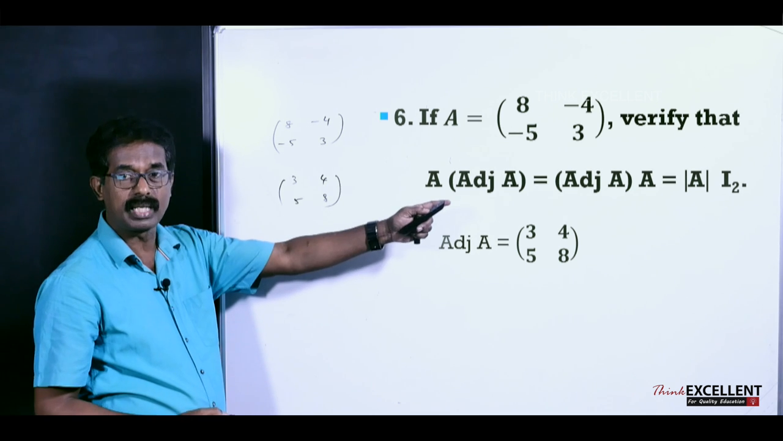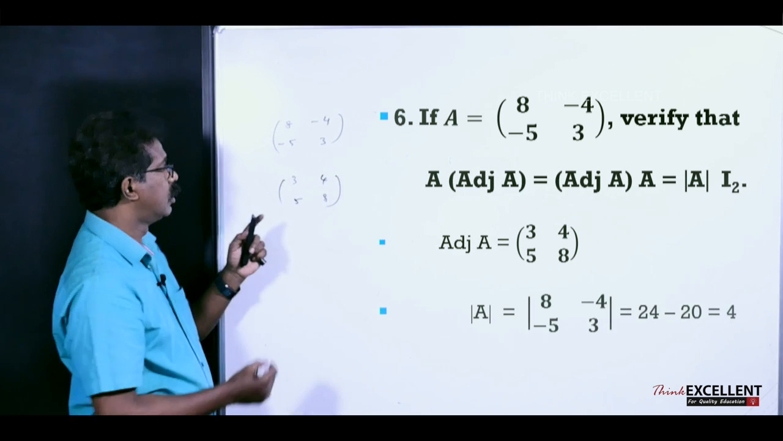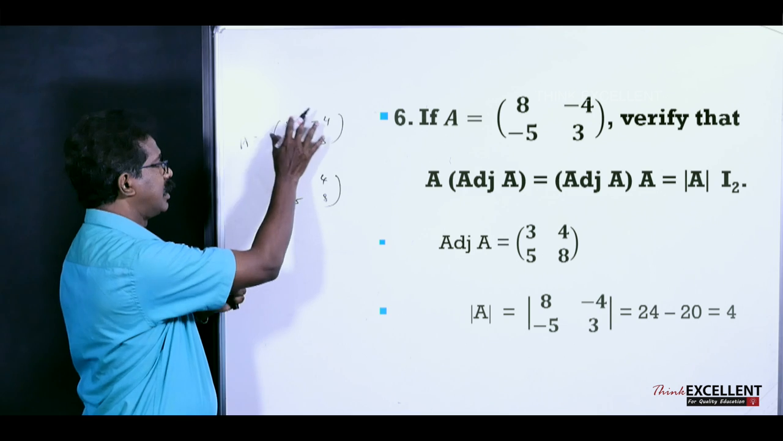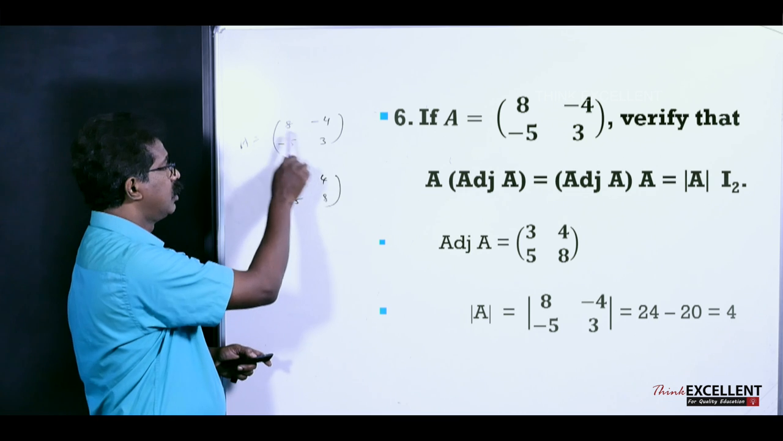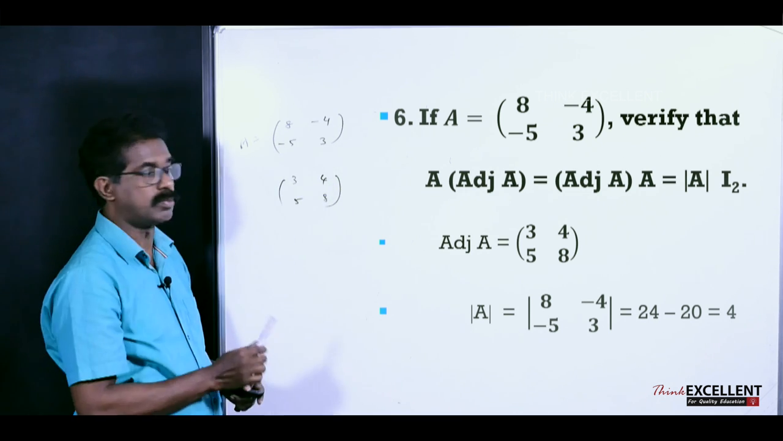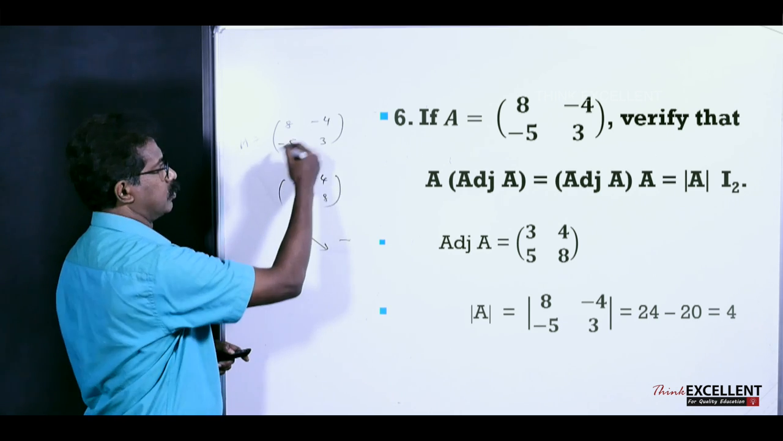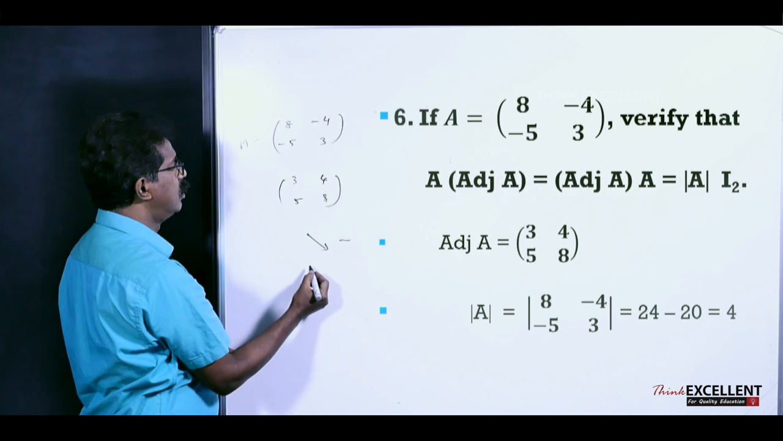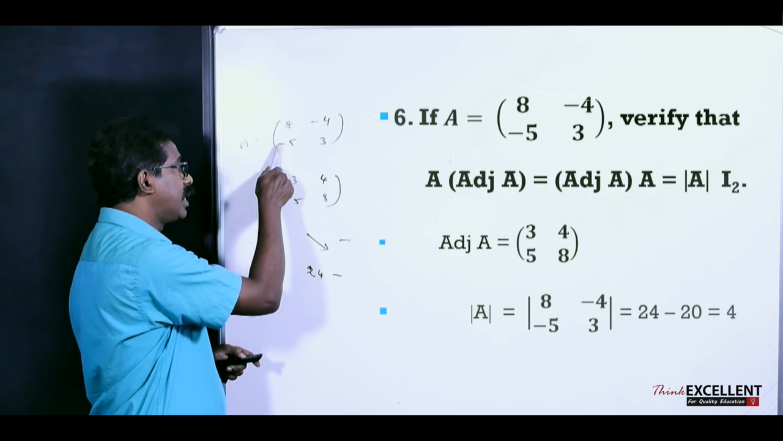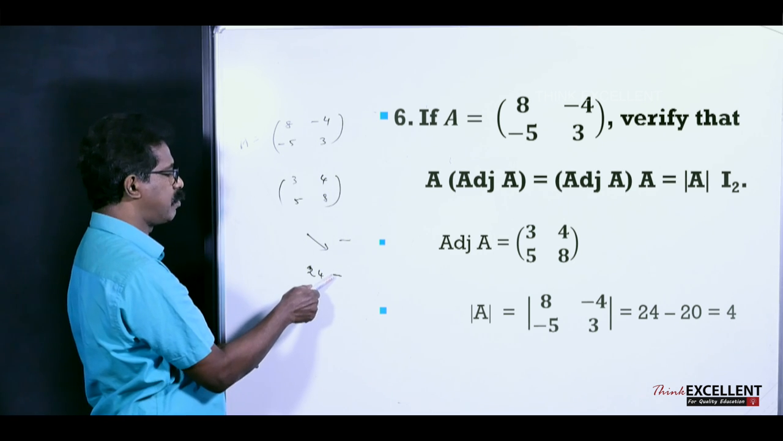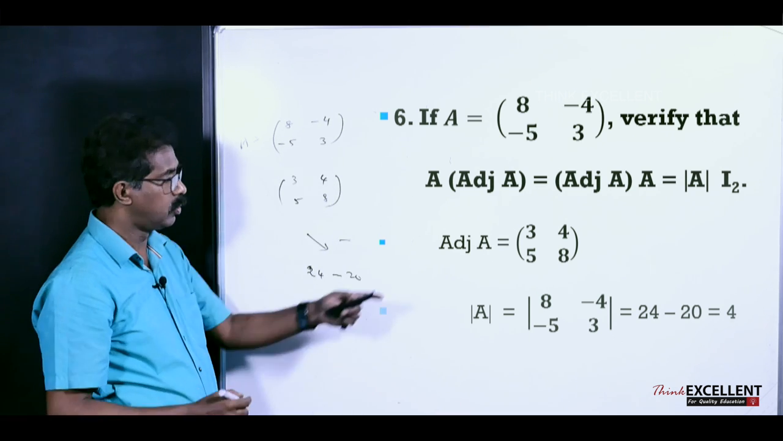Then we find the last one. What's the last one? Determinant A into I2. So find determinant A. A is given, write it as a determinant. Matrix you cannot expand, so you write it as a determinant. Multiply these two, then put a minus sign, then multiply the other two. Here 8 threes are 24, then in the rule there is a minus. Then multiply the other two, minus, minus, so in total 3 times minus, so minus 20. 5 fours are 20. So you are getting the answer 4.